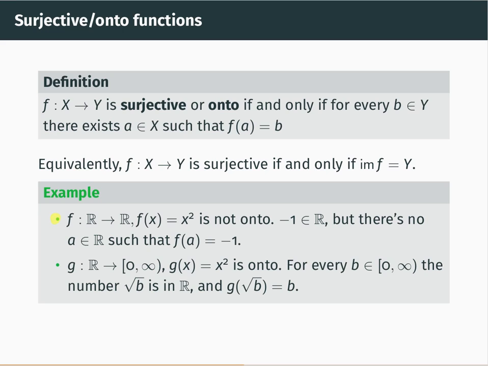Actually, this first one is the same one that we saw before. f is a function whose domain is the real numbers and whose codomain is the real numbers, and the rule is f of x equals x squared. It's not onto because there is an element of the codomain, namely -1, with the property that there is no element a of the domain such that f of a equals -1. That's just a standard property about real numbers. There's no real number whose square is equal to -1. Therefore, there's an element of the codomain which is not in the image. That means that f is not onto, or not surjective.